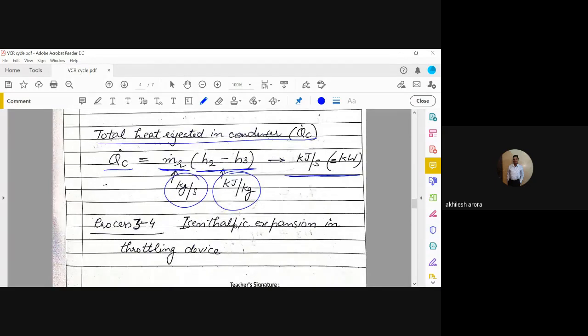The next process is process 3 to 4. It is an isenthalpic expansion in the throttling device. So here if it is a refrigerator, it is a capillary tube. Okay, it is a capillary tube, and during isenthalpic expansion the enthalpy will remain constant, but let us see why it remains constant.